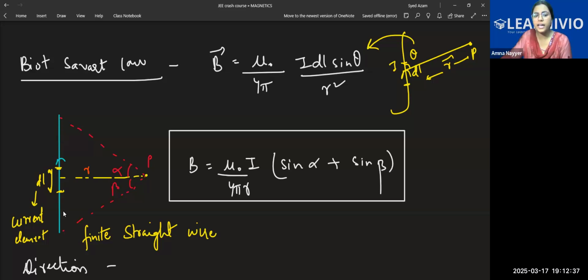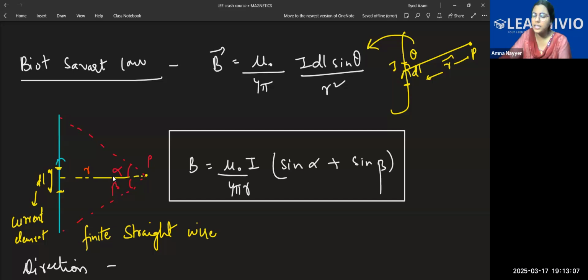So if you have a finite wire, suppose at this point P, I want to calculate the value of magnetic field. So we'll take whatever is the angle made from one edge, let's say that is alpha, and the angle made from the opposite edge, let's say that is beta. So what would our magnetic field be? Mu naught I by 4 pi r (sine alpha plus sine beta). Okay, so you put the value.